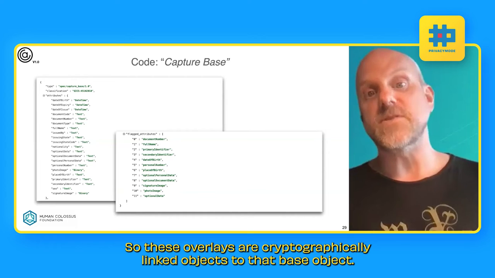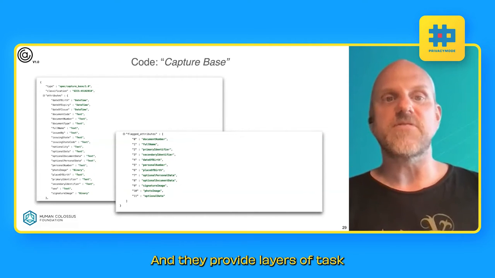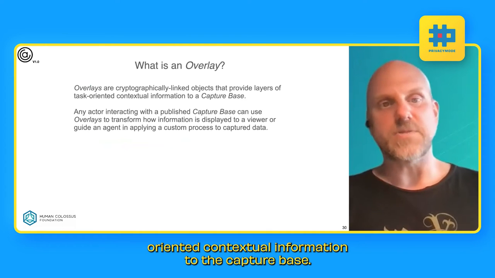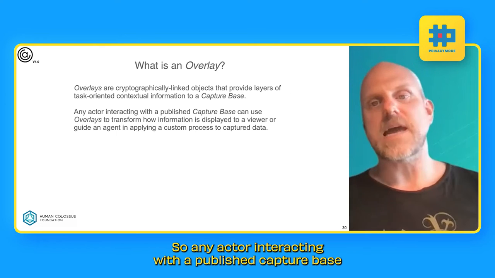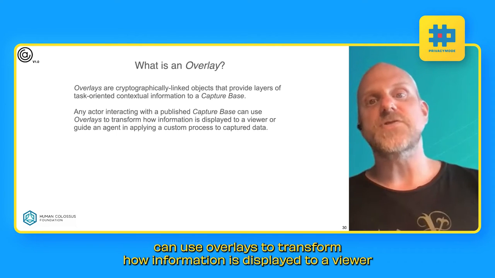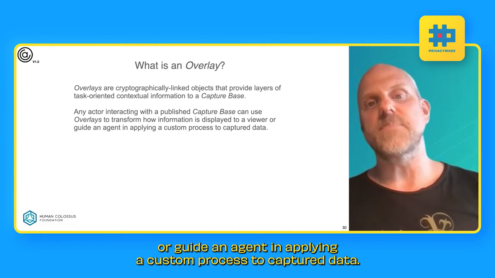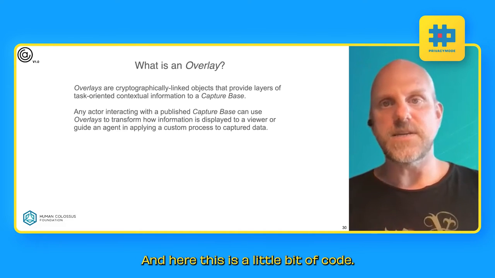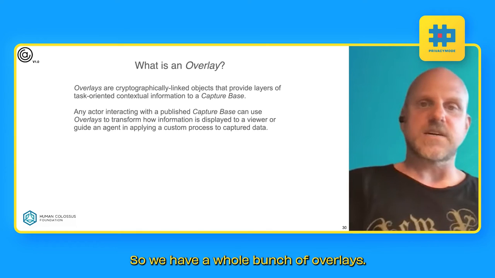So these overlays are cryptographically linked objects to that base object, and they provide layers of task-oriented contextual information to the capture base. So any actor interacting with a published capture base can use overlays to transform how information is displayed to a viewer or guide an agent in applying a custom process to captured data. And here, this is a little bit of code. So we have a whole bunch of overlays.